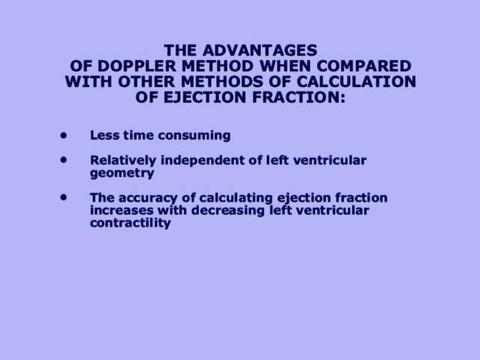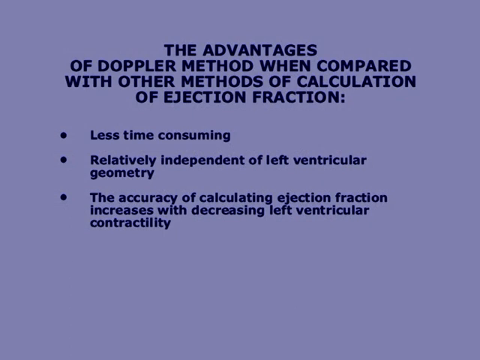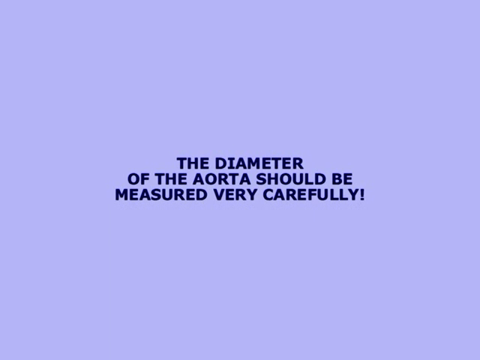When the left ventricular systolic function falls, one sees two opposite phenomena: the increase of the end diastolic volume and decrease of the stroke volume. With the Doppler method, one directly calculates stroke volume by Doppler and end diastolic volume by two-dimensional echocardiography. Thus, with falling left ventricular contractility, the accuracy of calculation of ejection fraction increases. In the formula of stroke volume calculation, the diameter of the aorta is squared, so this parameter should be measured very carefully.